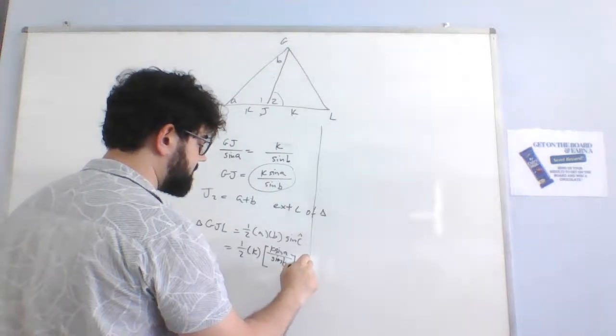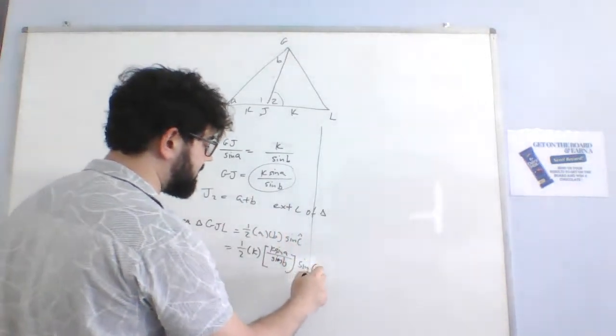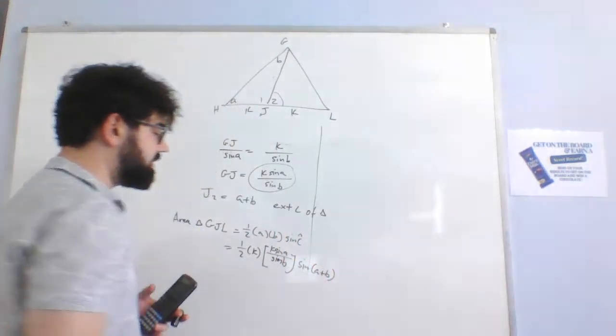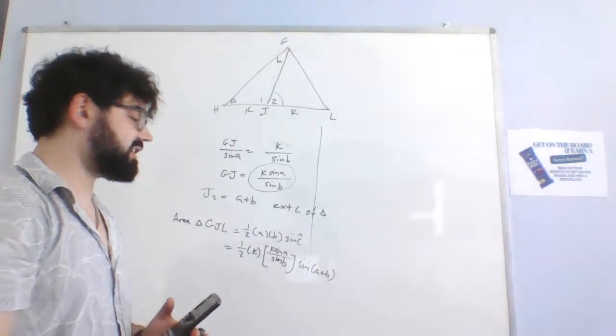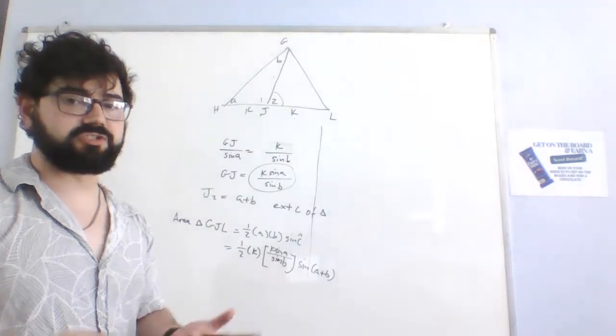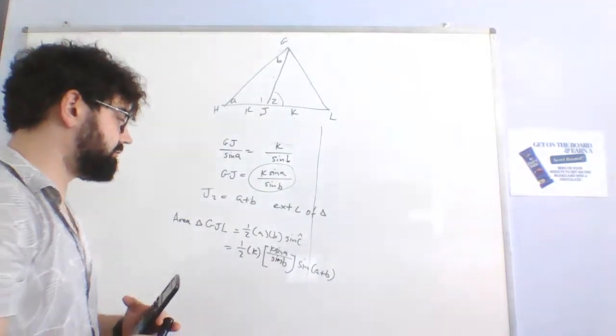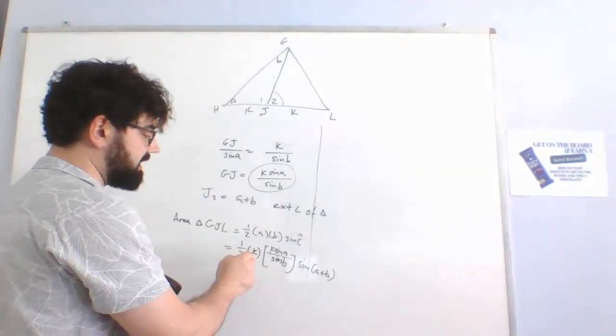Sine of angle C, and that was the angle between them, which we said was A plus B. So you can already see we're getting close. We've actually got what they want. We just need to bring everything together and rewrite it. So we look at what needs to be on the top there.